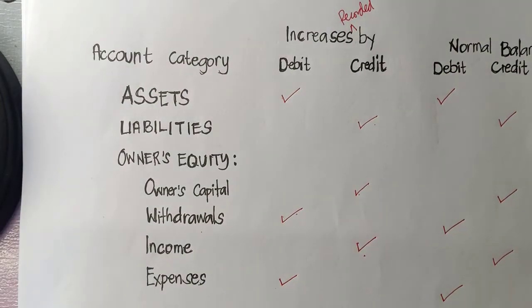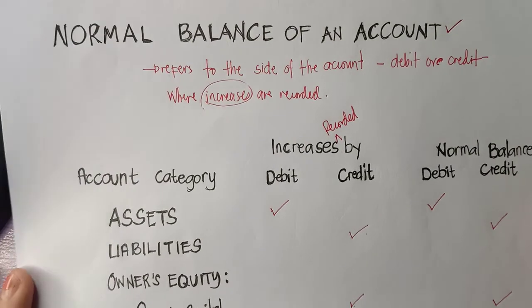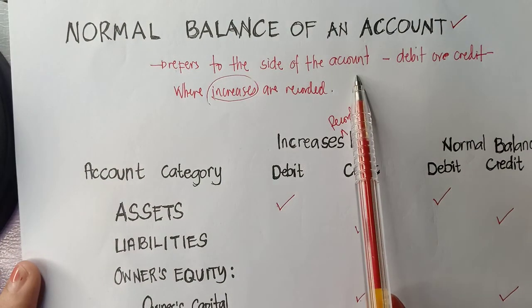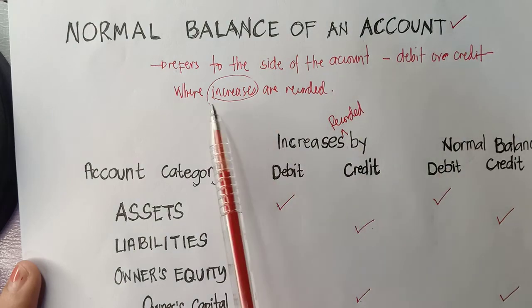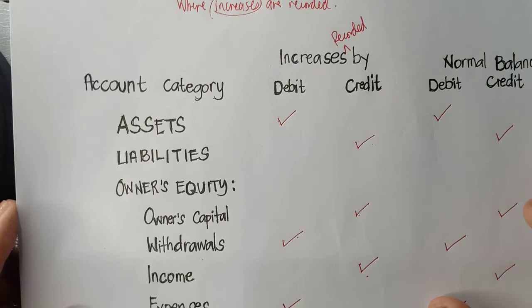So, just take note of that, because this normal balance of an account is a very important topic, especially when you have journal entries in your future discussions and future topics. So, okay, let's summarize. When we say normal balance, it refers to the side of the account, debit or credit, where increases are recorded.